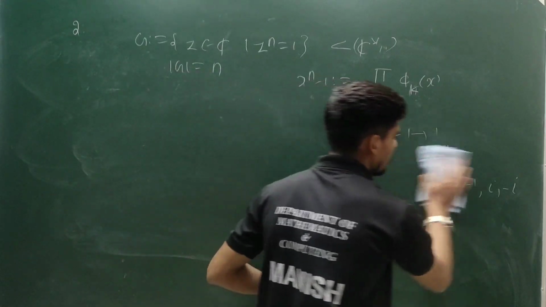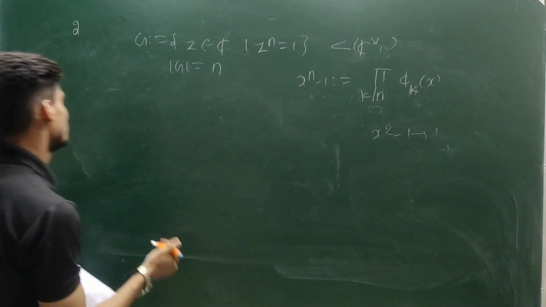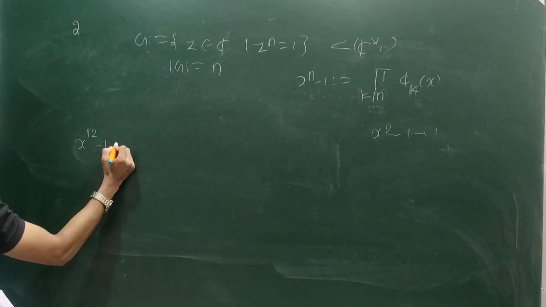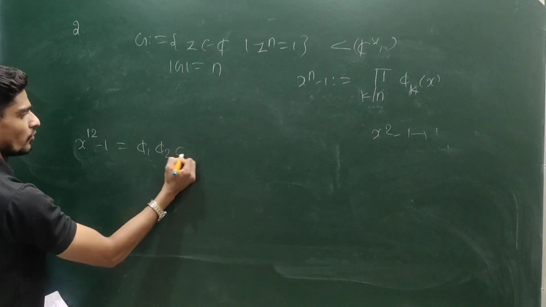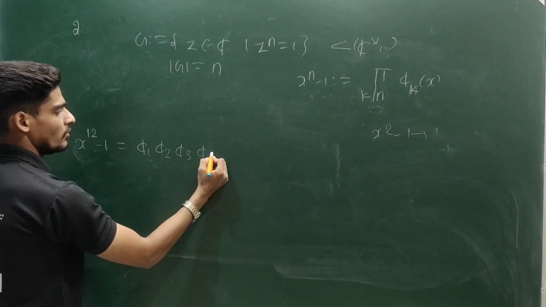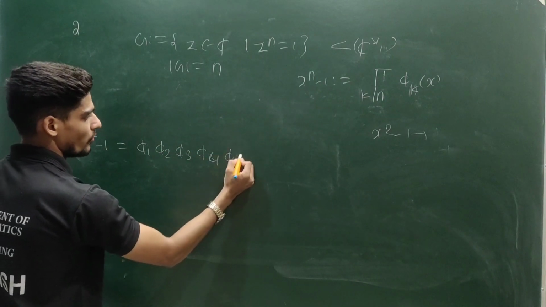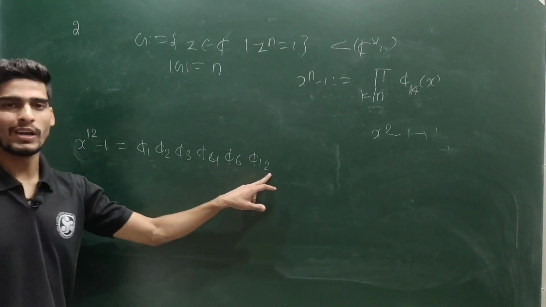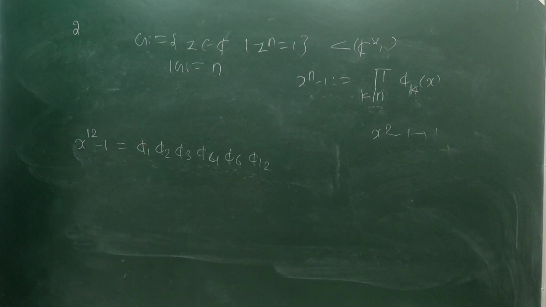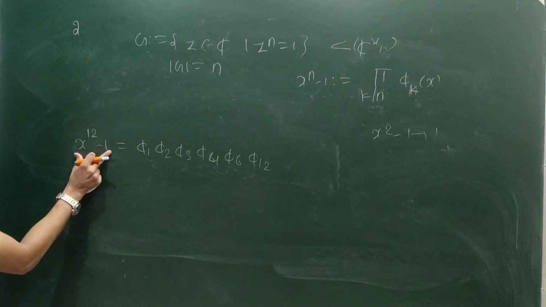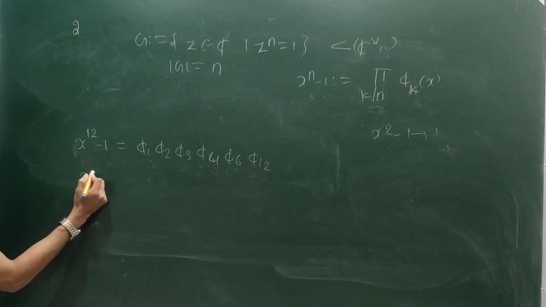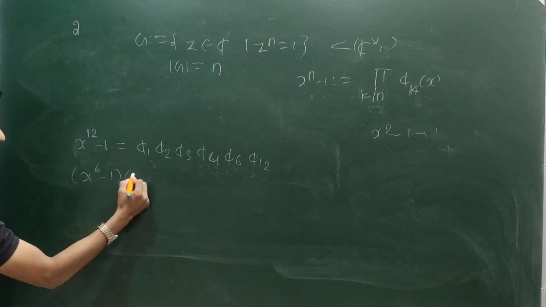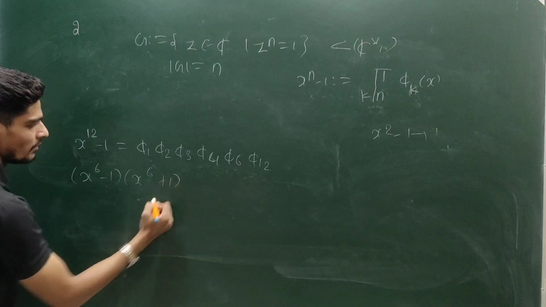Now let us compute this. I know that x^12 minus 1 is the same as Φ1, Φ2, Φ3, Φ4, Φ6, Φ12, because these 1, 2, 3, 4, 6, 12 are the positive divisors of 12. If you expand this, you are going to get, say, (x^6 minus 1)(x^6 plus 1).